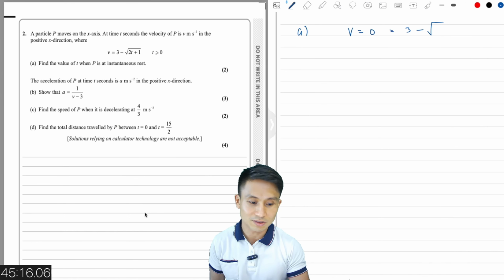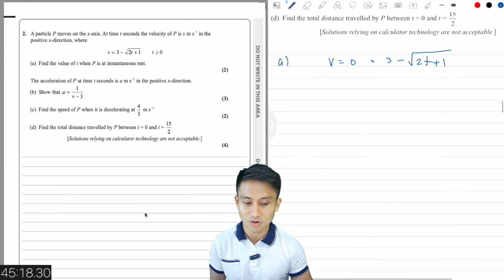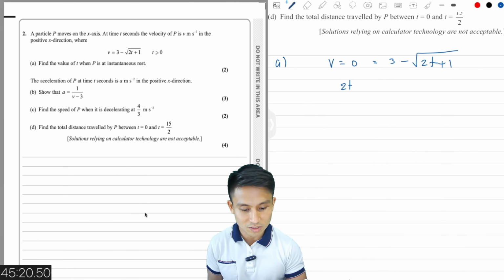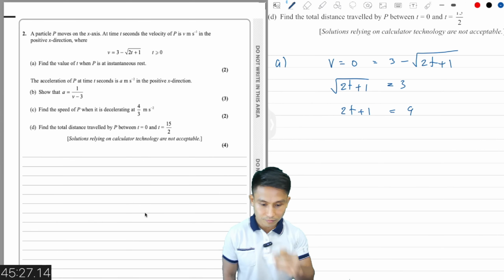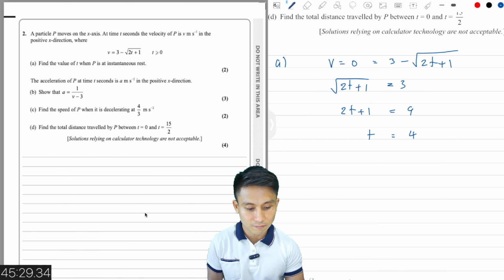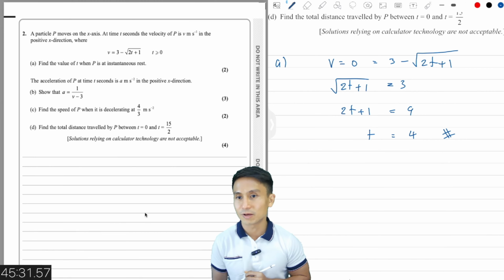So 3 minus root 2t plus 1, and we solve. So basically the square root of 2t plus 1 equals 3. Well, we can square both sides. We have 9 here. So t equals 4, basically, the value of t. So that's just one value. We got it.